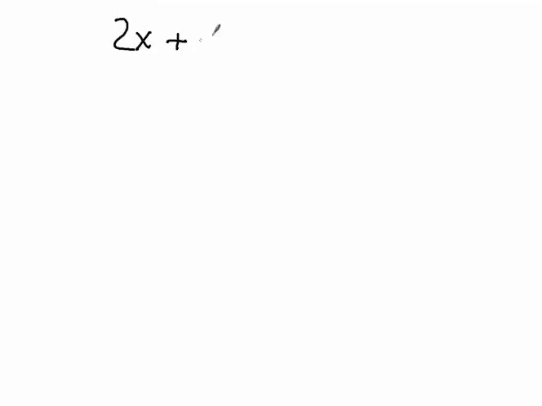2x plus 6 is less than or equal to 3x plus 12. Okay, so again, this one's a little more difficult since we have variables on both sides, but in reality, it's not going to change anything. So let's solve this like we would an equation. Let's move all our x's to the right so they stay positive.